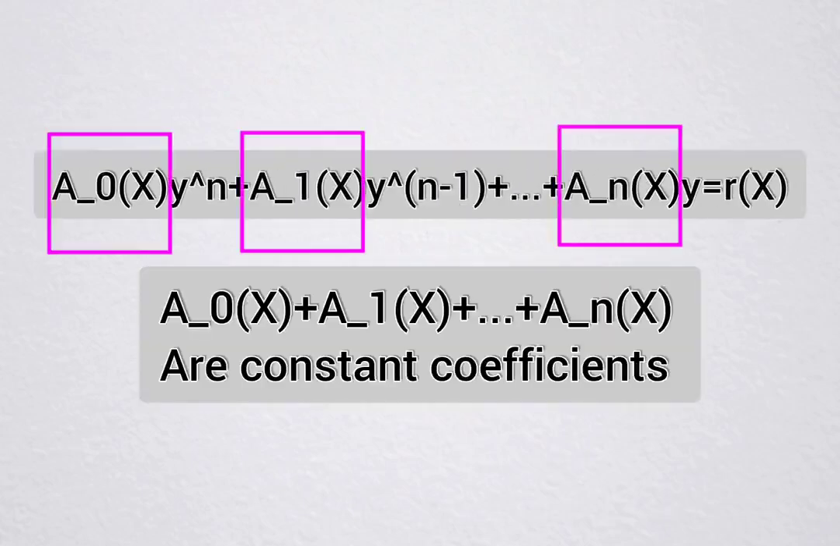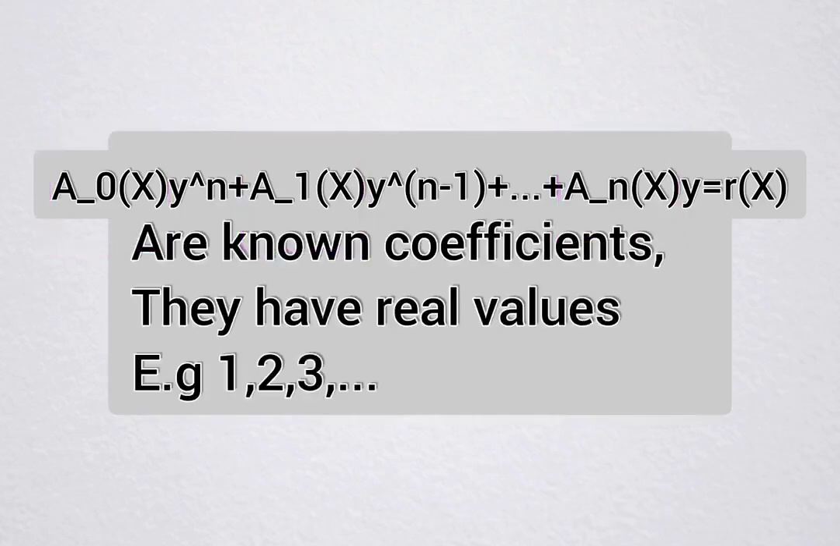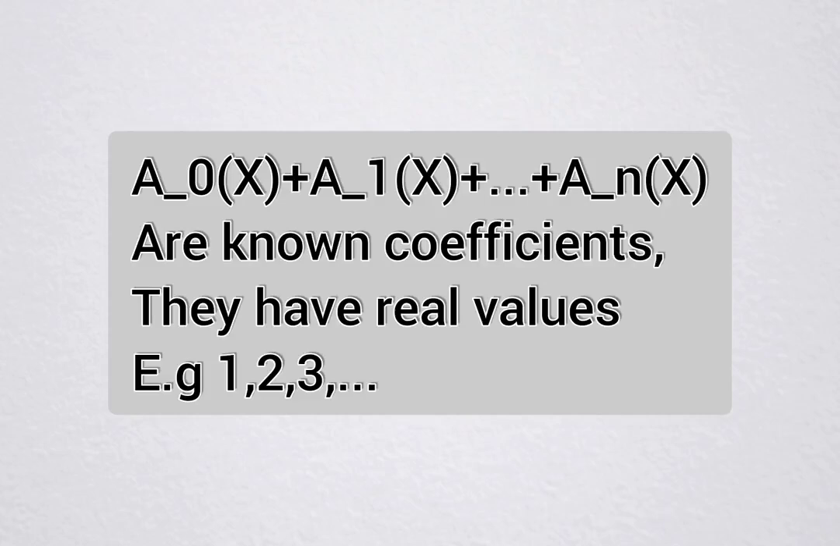So our a0(x) to an(x) are called real and constant coefficients. These are called real and constant coefficients because they are coefficients that are known already. The values of the coefficients, the values of the constants, are known. They could be 1, 2, 3, as the case may be. Unlike some other coefficients whose values are unknown and may have to be calculated.